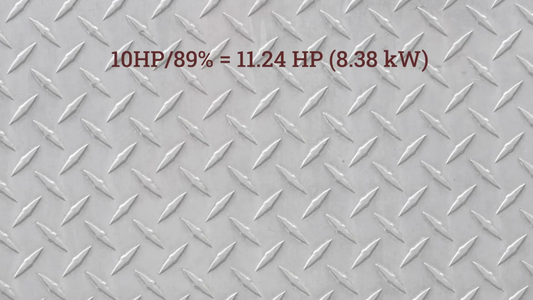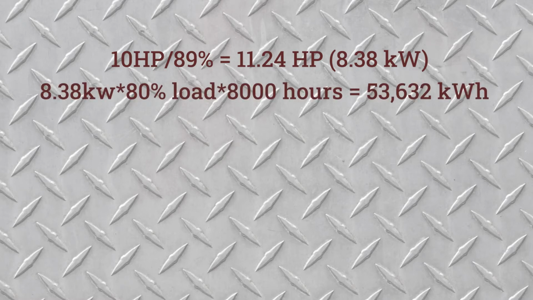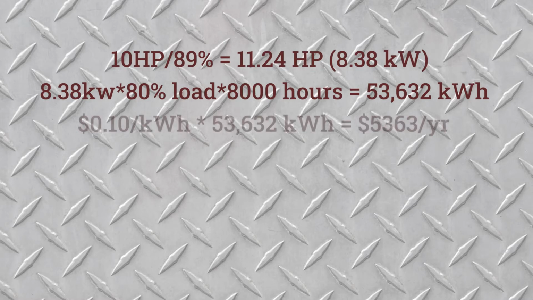Now, if we do a quick calculation with a 10 horsepower motor at 89% efficiency, that means, by the way, that it'll consume about 11.25 horsepower to get to those 10 horsepower. Estimating that you run it at 80% load for 8,000 hours per year, that's a lot, but we're seeing if we can make our money back. That ends up using about 53,600 kilowatt hours. At about a dime per kilowatt hour, this will cost you about $5,300 per year to operate that motor.